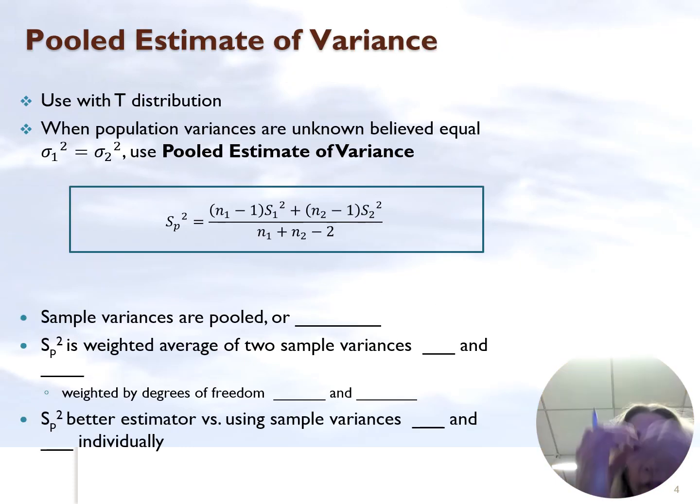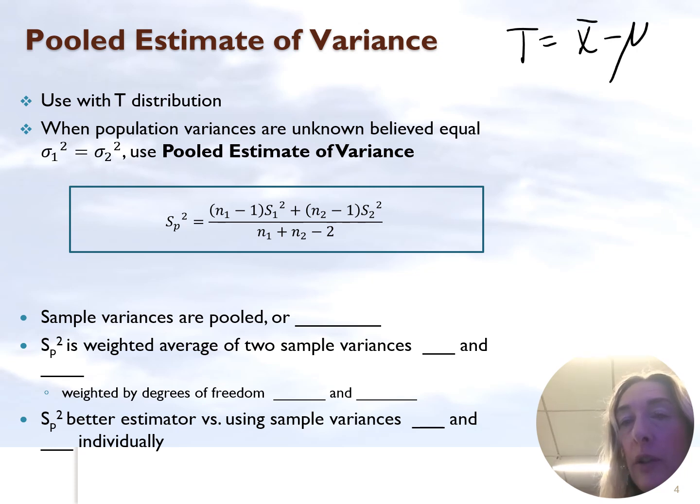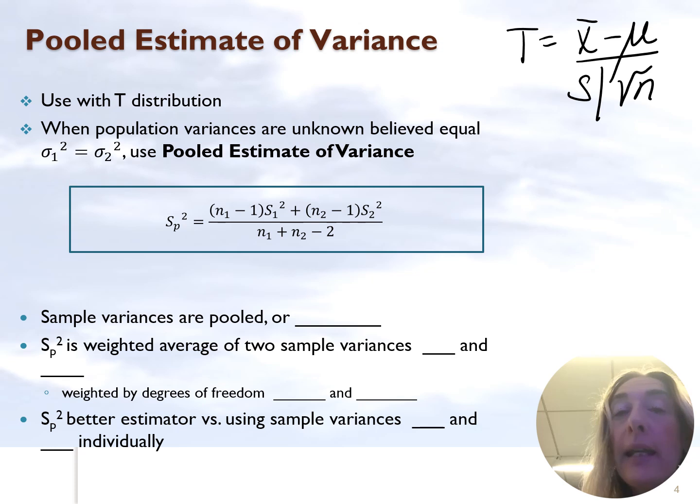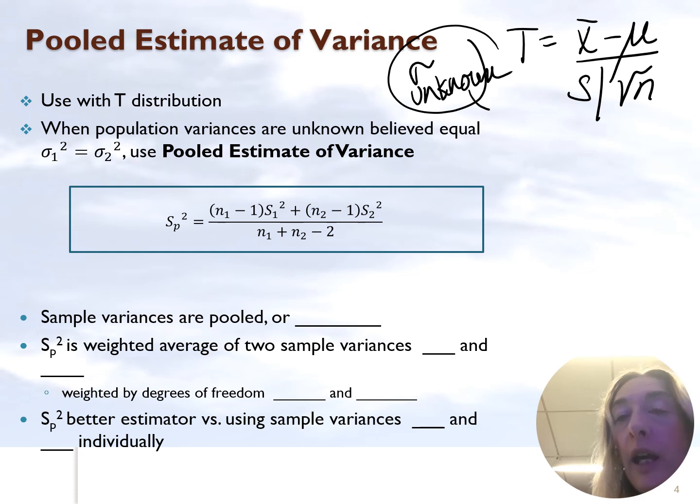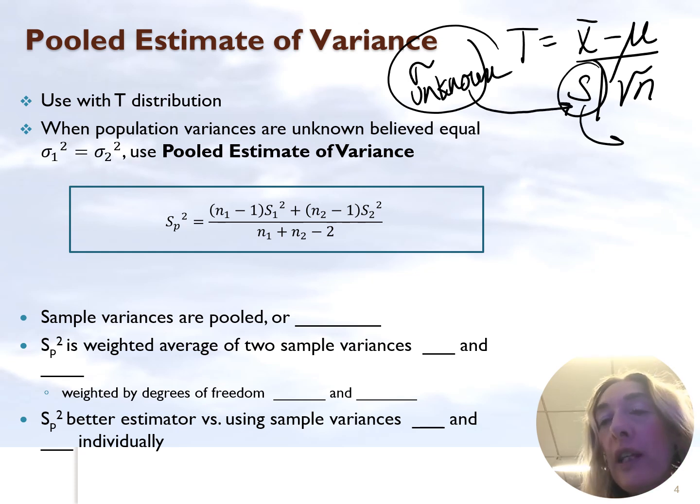One last topic that I wanted to talk to you about is what's known as the pooled estimate of the variance. This is something that we're going to be using with the t-distribution. Recall that we use the t-distribution, which looks something like this, when sigma, or the population standard deviation, is unknown, in which case we have to use the sample standard deviation.